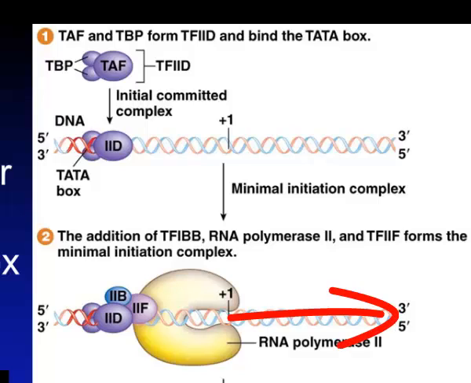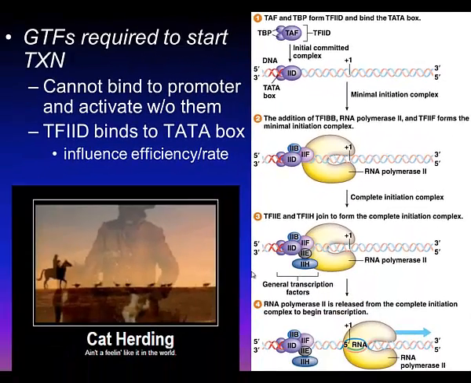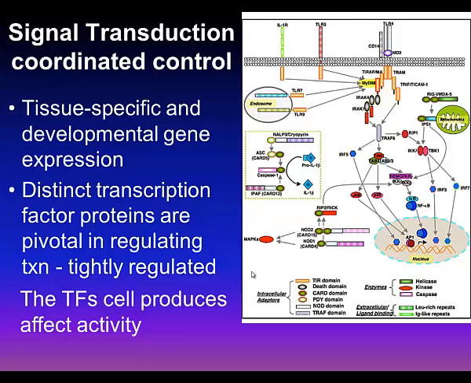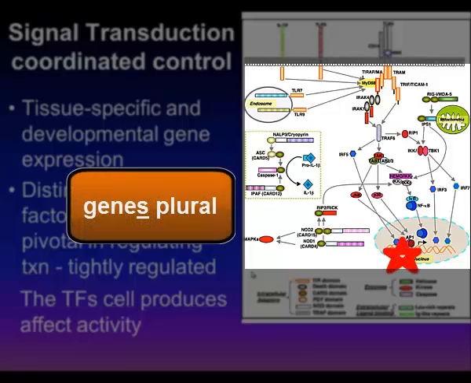So when we say the general transcription factors, we're talking about the basic required proteins to bind to the promoter site to allow transcription initiation. How quickly these proteins bind is going to influence the efficiency and the rate of transcription. So both the accessibility and the amount of transcription factors play a role in signal transduction, or what we call coordinated control of gene expression. And here's an example. You can see how all these proteins are playing a role in directing transcription of a particular gene within a nucleus.